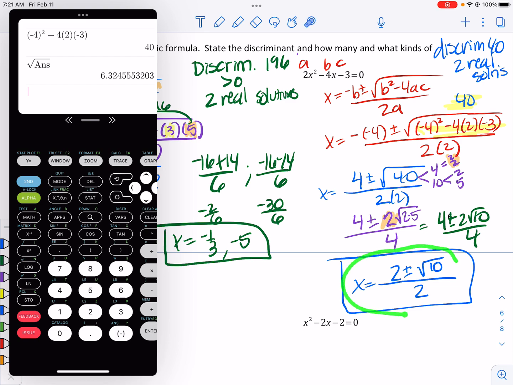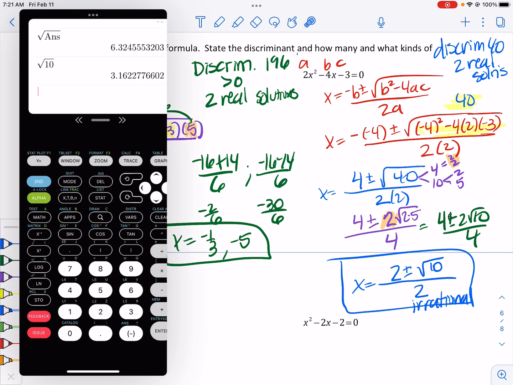Now, this answer here is what we call irrational. Remember, your irrational numbers are numbers that have a root in it that can't be simplified. If you look at the square root of 10, numerically, the decimal approximation, it's a decimal that's not repeating and not ending. So that's irrational. Okay. So if I had tried to factor this one, I could not factor this one. So I would have to choose something other than factoring to solve. In this case, you could use completing the square or the quadratic formula. Okay.